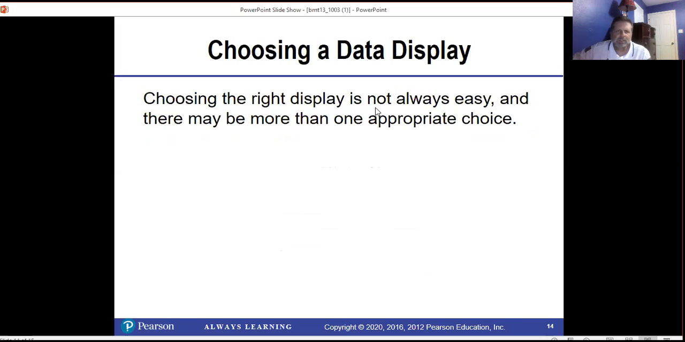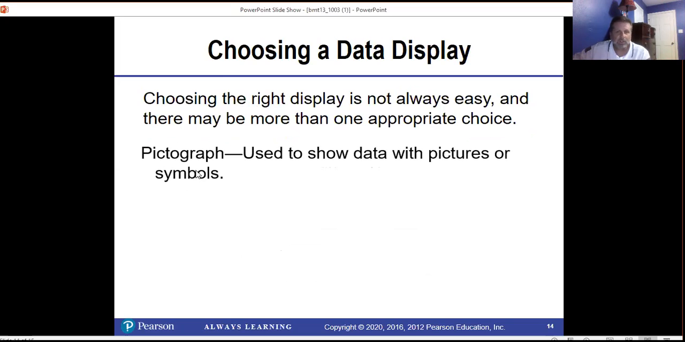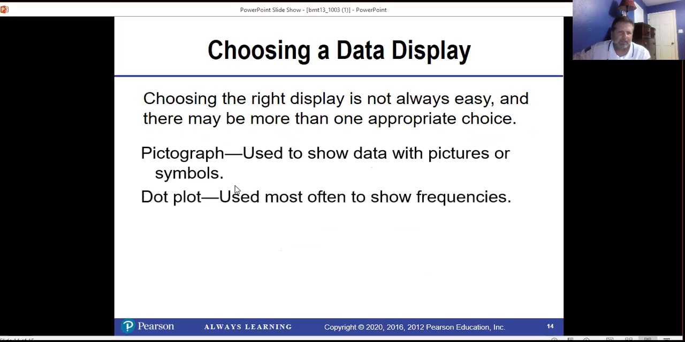All right, now choosing a data display. Choosing the right display is not always easy, and there may be more than one choice that you can deal with. But to help you out, one, pictographs. If you want to use symbols, maybe for the younger ones, pictographs might be really good. Now remember, you can't do anything more than a half unless you do a circle and you do fourths. So you got to kind of be careful on how you want to describe your information. Dot plots. Remember we talked about this to show frequencies.